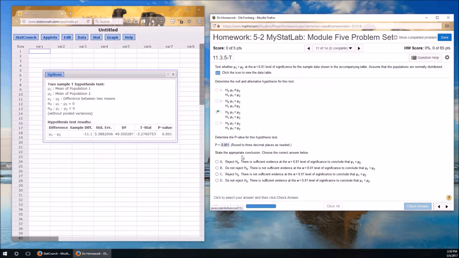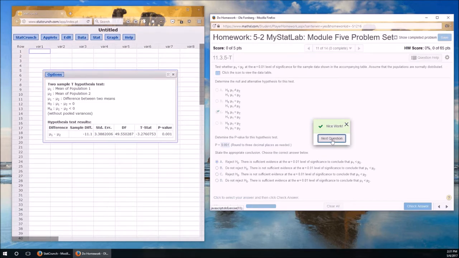Select the appropriate conclusion. At the 0.01 level, we're going to reject because the p-value is less than alpha. We reject the null hypothesis. There is sufficient evidence at the 0.01 level, because the p-value is less than 0.01, to conclude that mu1 is less than mu2. We reject the null, conclude the alternative. So it's A. Check answer. And that was it. Well, that was boring.